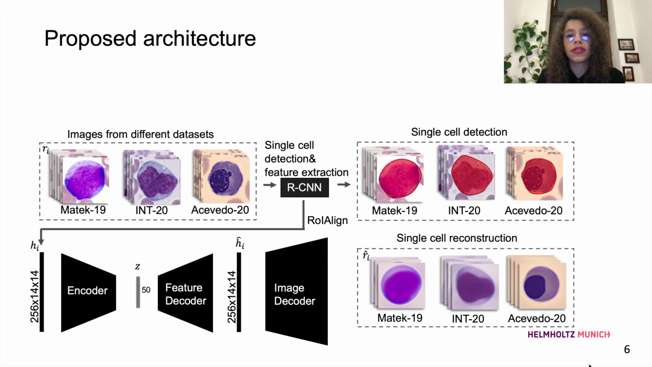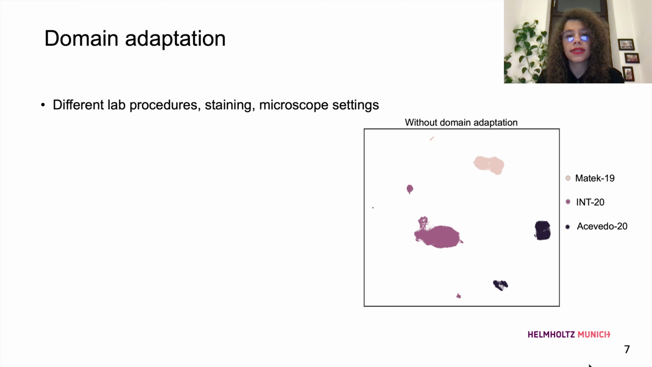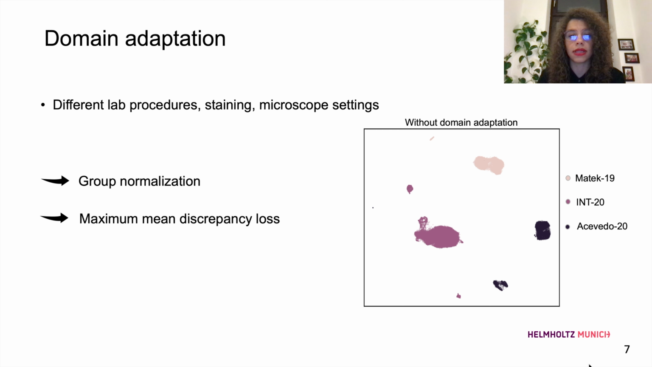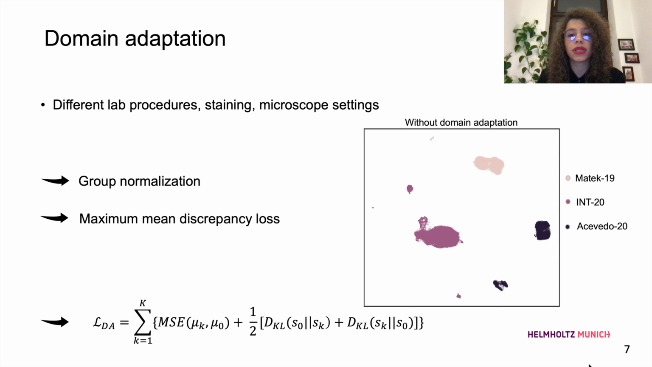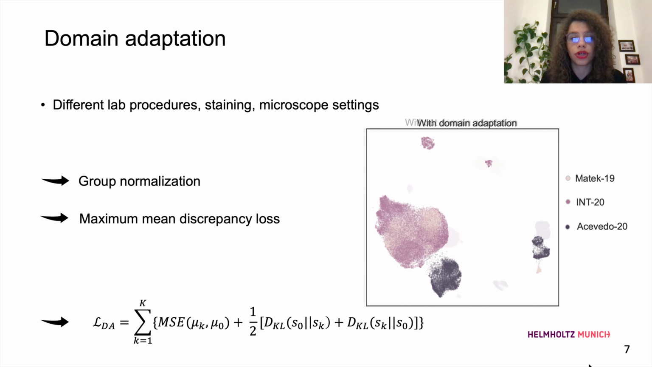Because of domain shift, the distributions in the latent space are far from each other. To bring the distributions close to each other, we use group normalization after each layer of the encoder and define a maximum mean discrepancy loss, such that the distance between the means of the distributions is minimized with MSE loss, and symmetric KL divergence works on the covariance matrices to maximize the similarity. After applying these 2 techniques, the distributions are getting close to each other.